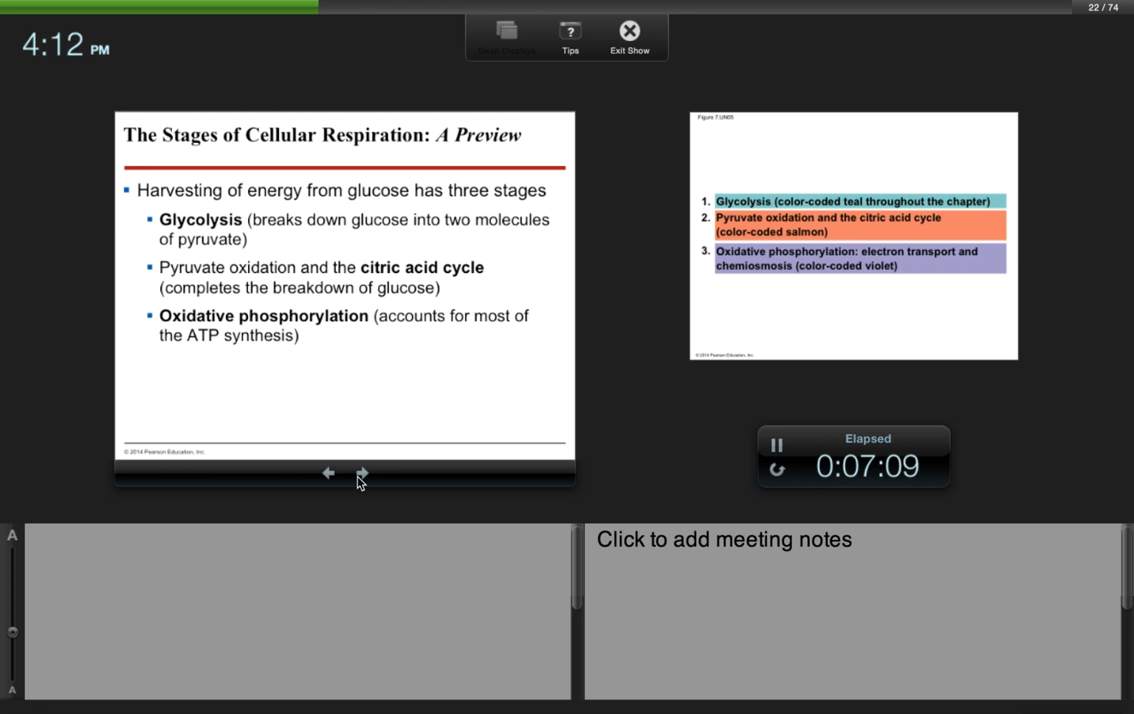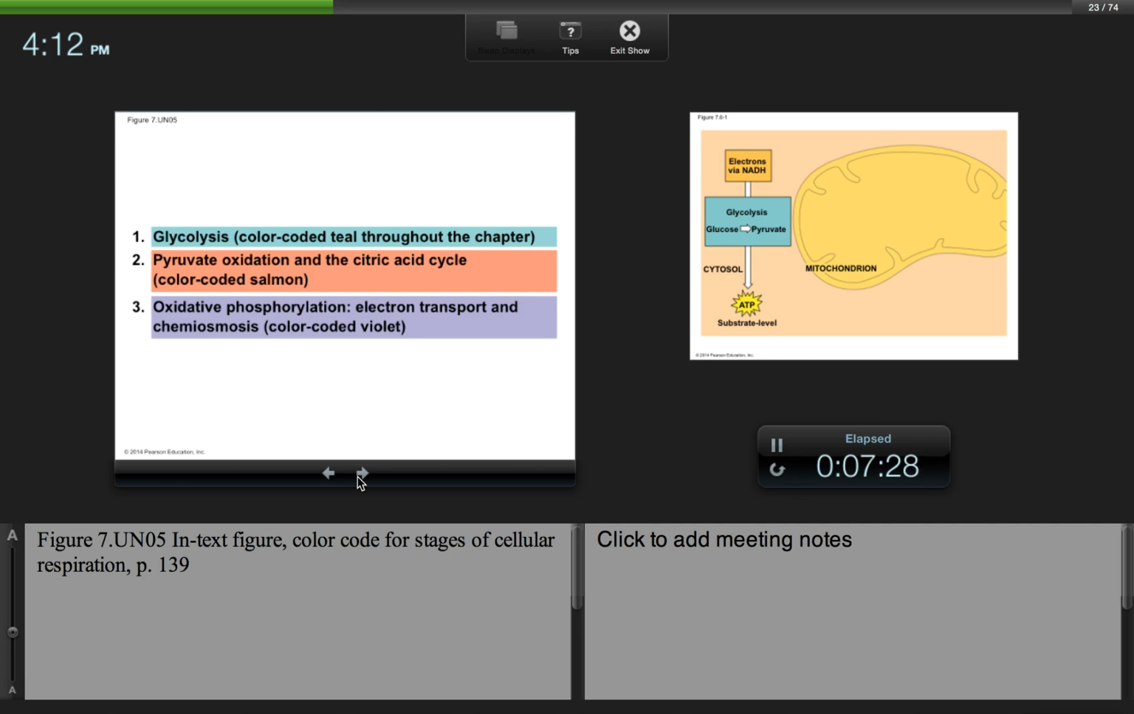Harvesting of energy from glucose has 3 stages. Glycolysis, which breaks down glucose into 2 molecules of pyruvate. Pyruvate oxidation and the citric acid cycle, which completes the breakdown of glucose. And oxidative phosphorylation in the electron transport chain, which accounts for most of the ATP synthesis. For the purposes of this lecture, glycolysis will be teal, pyruvate oxidation and the citric acid cycle will be salmon, and oxidative phosphorylation, electron transport, and chemiosmosis will be violet.